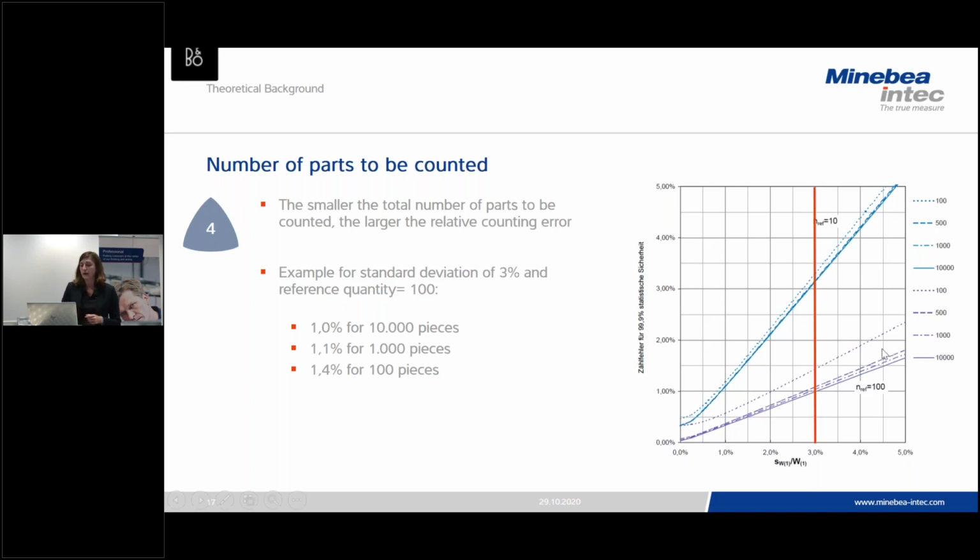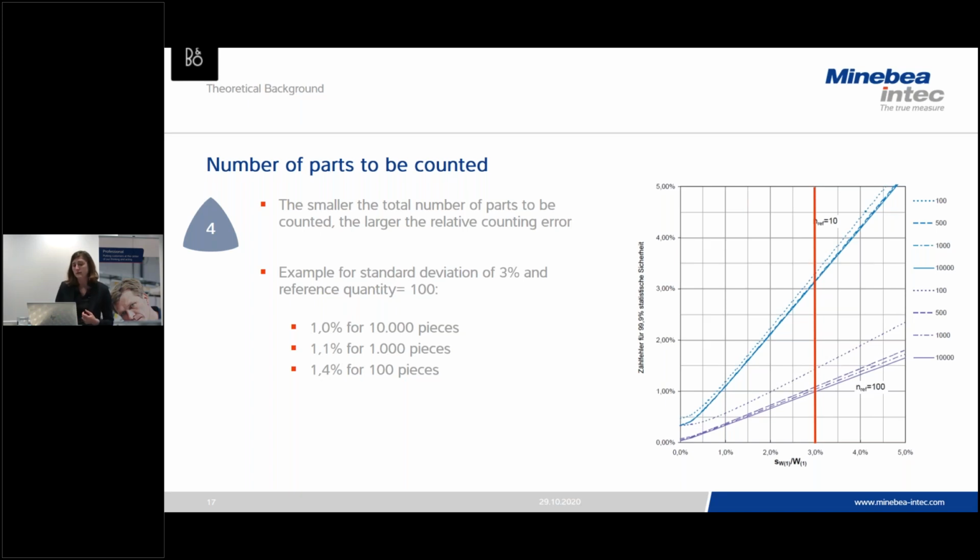So you can see here again a graph, and I just took an example with an average individual part standard deviation of 3%, and a reference quantity of 100. So we are looking at the purple lines. And when I want to count 10,000 pieces, my counting error is 1%. And if I want to count 1,000 pieces, my counting error is 1.1%. And if I want to count 100 pieces, my counting error is 1.4%.